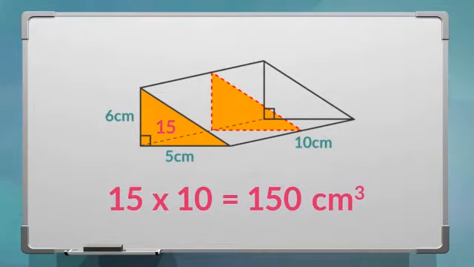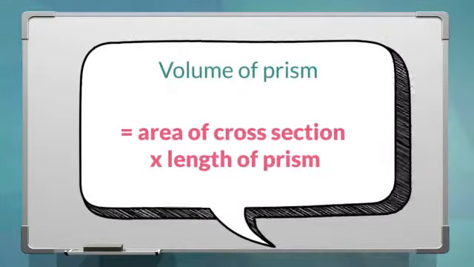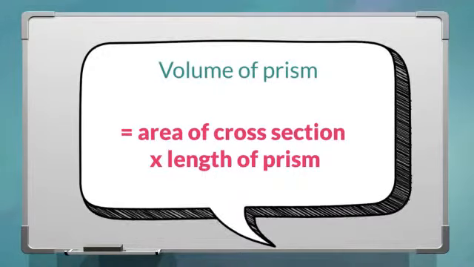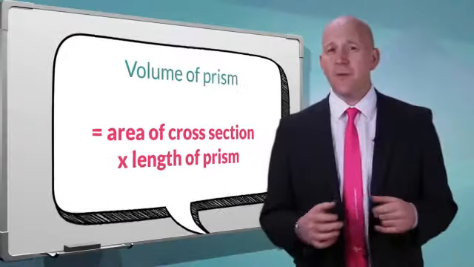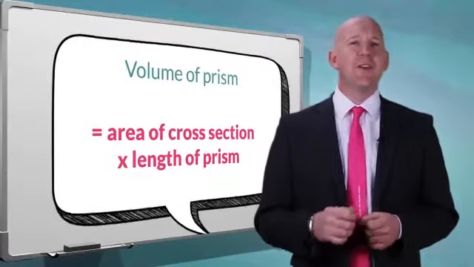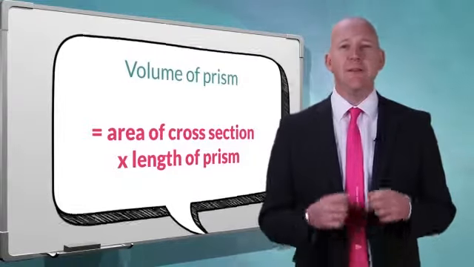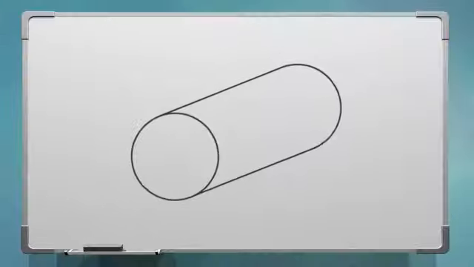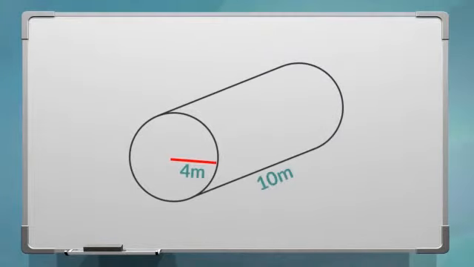So to recap, if you need the volume of something that isn't a cuboid, use the formula. Volume of prism equals area of cross-section times length of prism. By the way, this formula is given at the start of your exam paper, so you don't need to learn it off by heart. Okay, so let's apply this to the cylinder.